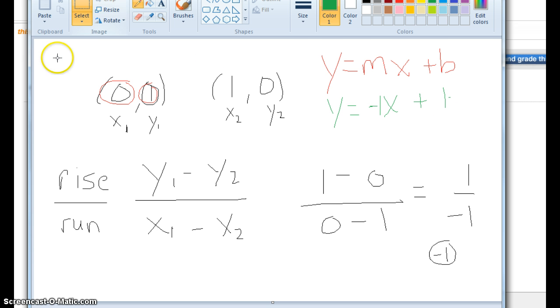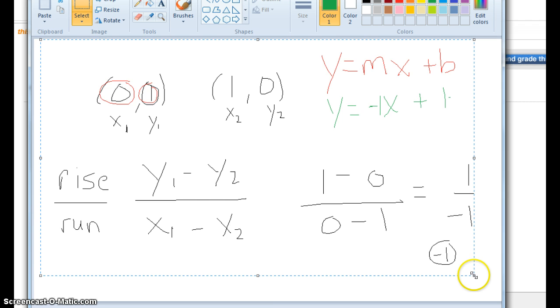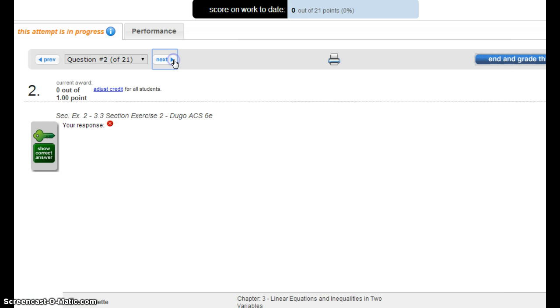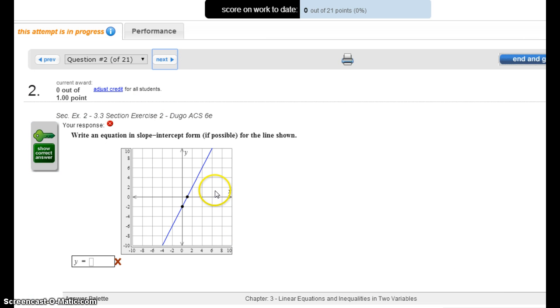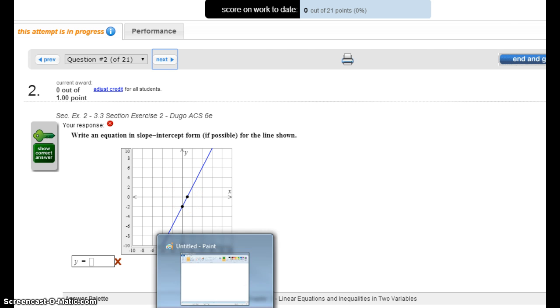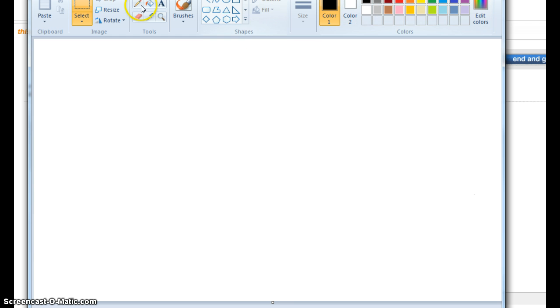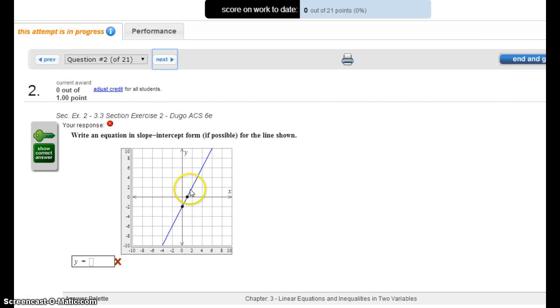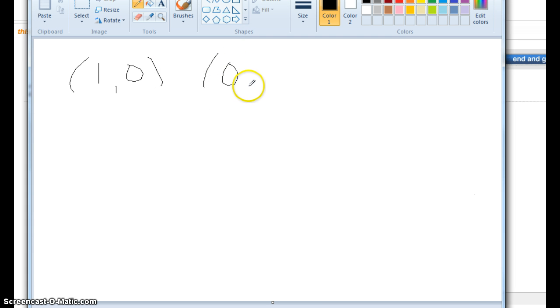Let's do another one. Alright, so here we have another line. The 2 points we have are the point 1, 0, and the other point is 0, negative 2. So what's the slope between those?